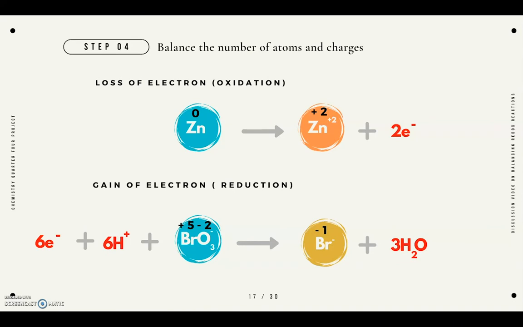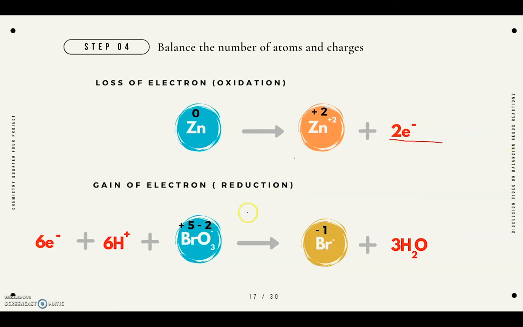Moving on to step 4. Now that all the atoms are equal, we need to balance the number of charges by adding electrons on the side which has a more positive charge to balance out the charges. On the oxidation half reaction, the net charge on the left side is 0 and on the right it is plus 2. Hence, we need to add 2 electrons to the right to make the charges balanced on both sides.